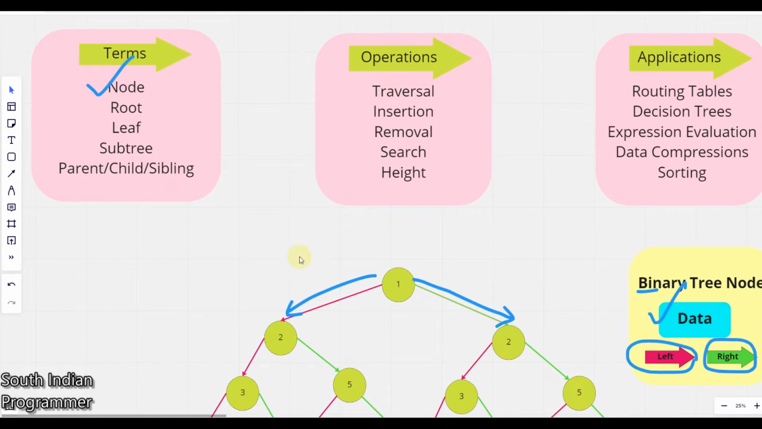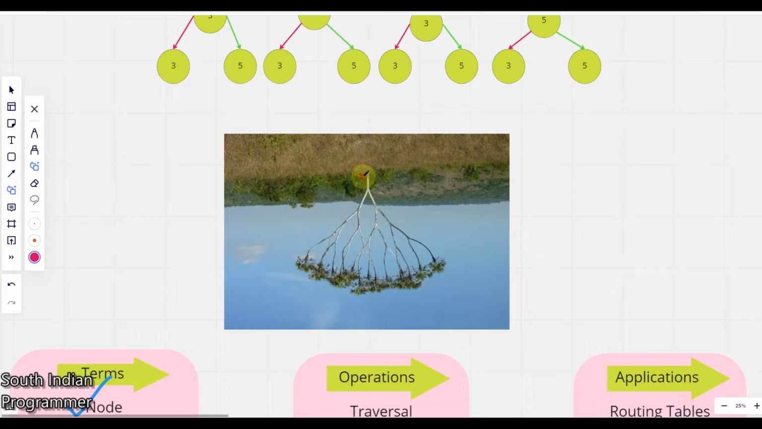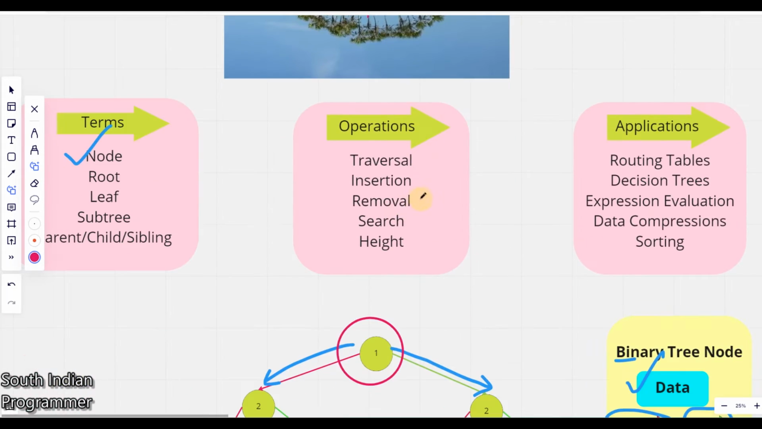Now, what is a root? In this tree, this is where it starts. Actually it starts from this one, so this is called the root. From this one only it's starting. In this tree also you can look at where it starts from, and that will be the root.